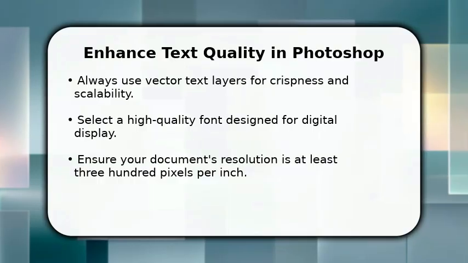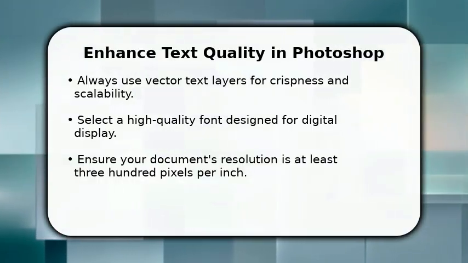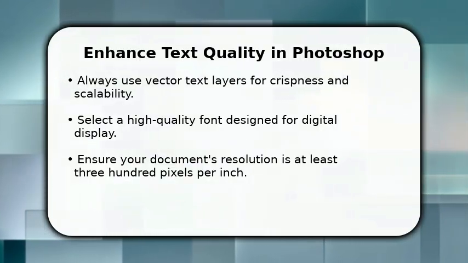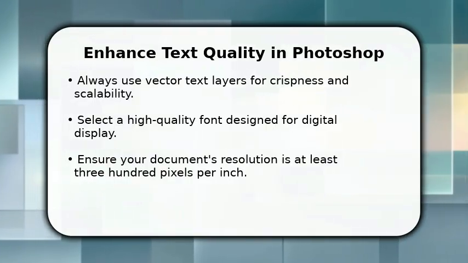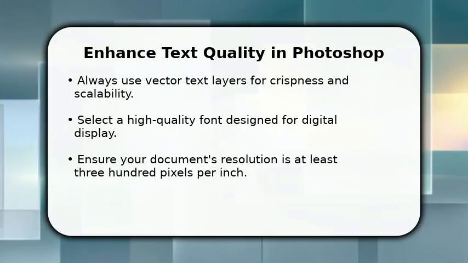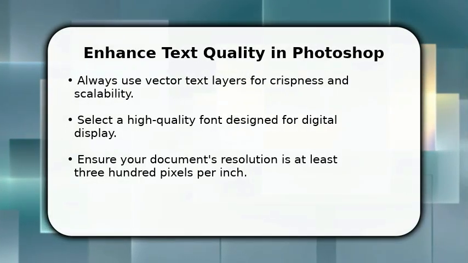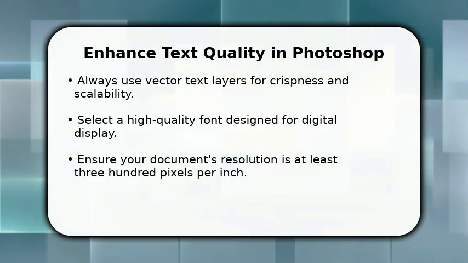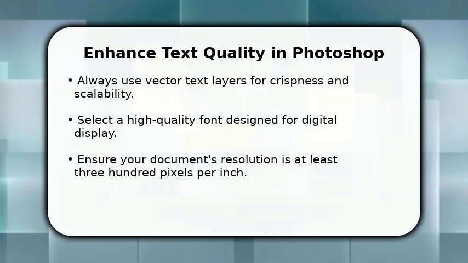In this video, I will explain how to increase text quality in Photoshop. First, always begin with vector text layers. They remain sharp at any size. Next, choose a high-quality font that is optimized for screen display, avoiding overly thin or complex styles. Finally, set your document resolution to at least 300 pixels per inch for optimal clarity, especially for print or high-resolution screens. These initial steps are crucial for a professional look.